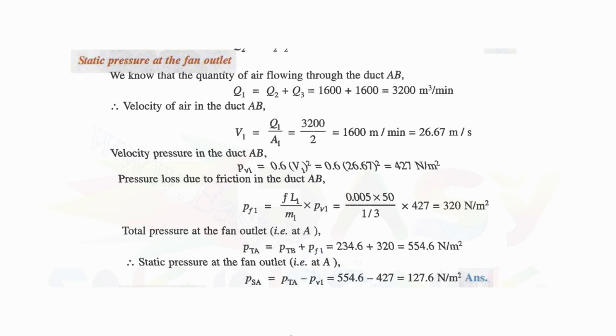And then we have to find the static pressure at the fan outlet. PSA is equal to PTA minus PV1. So from the total pressure, we have to subtract the dynamic pressure. We get the static pressure at the fan outlet as 554.6 minus 427, that is 127.6 Newton per meter square. In this way, we can solve numericals based on friction factor, friction loss, and velocity. In the next numerical, we will see the method of duct design and a numerical based on it. So that's all for today. Thank you.